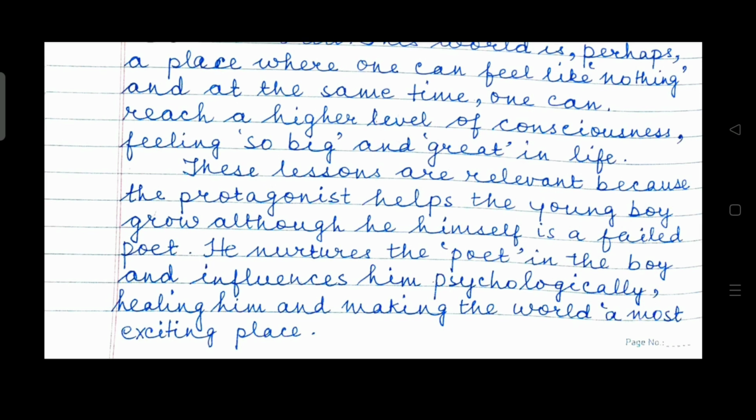He nurtures the poet in the boy and influences him psychologically, healing him. He fills the emotional vacuum that is there in the boy's life because of the troubled relationship that he shares with his mother, and making the world a most exciting place. In this way, he shapes the young kid. He shapes the mind of the young kid who is now learning a lot from him.